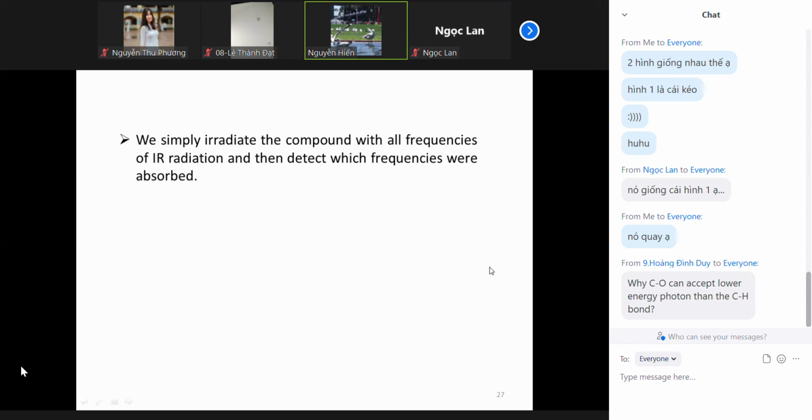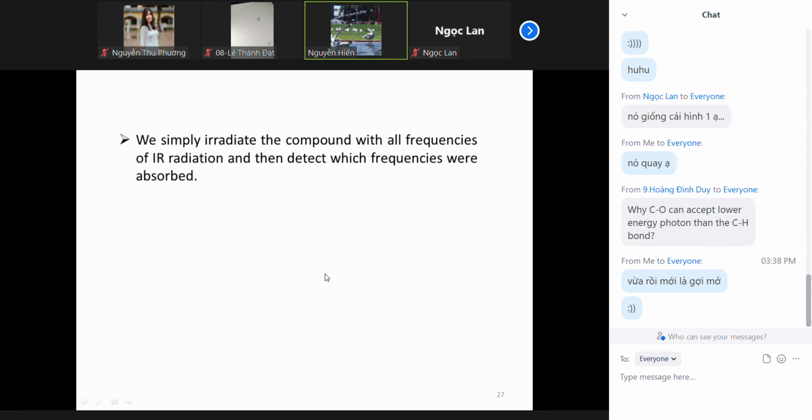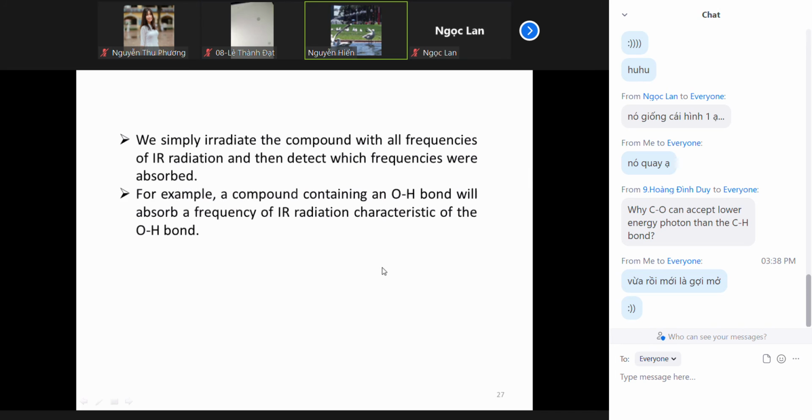why CO can accept lower energy photons than the CH bond. Okay, these questions will be answered in the coming part of the lectures. These examples just want to show you that different kinds of bonds will have different energy gaps between vibrational states. Yeah, at the moment I don't have the answers.